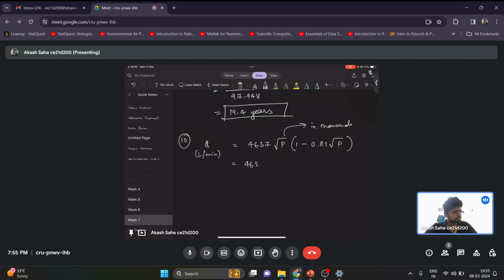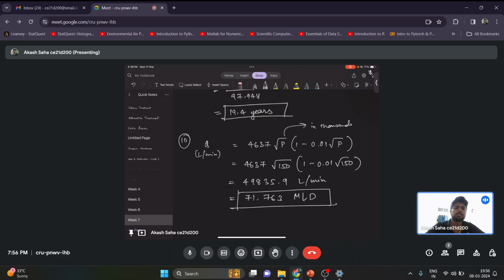So 4637 root 150, 1 minus 0.01 root 150. Okay. So it will turn out to be 4985.9 liter per minute. And in MLD it will be 71.73763. So we have to report the answer in MLD. So it will be 71.763 MLD. Okay, but the actual answer will come in liters per minute. So we have to take care of that.